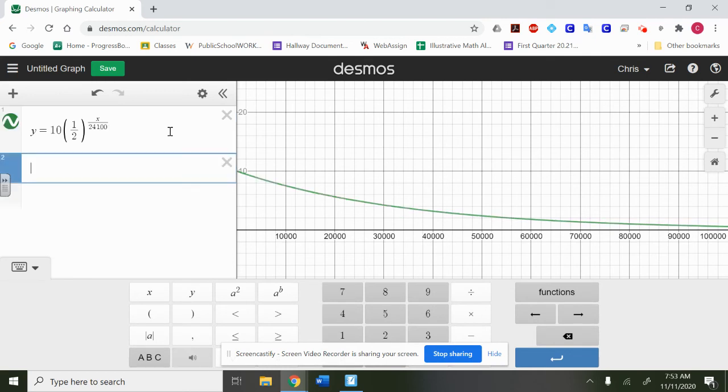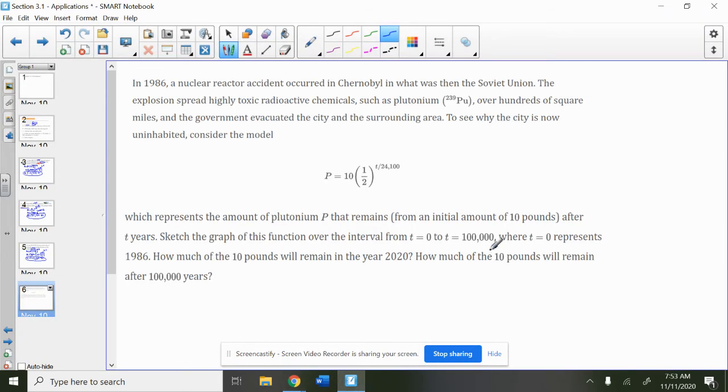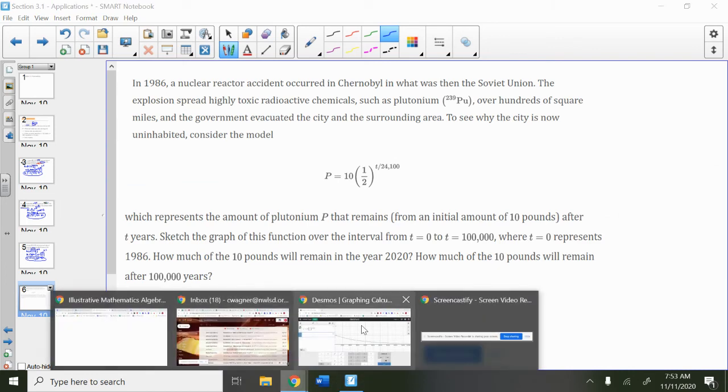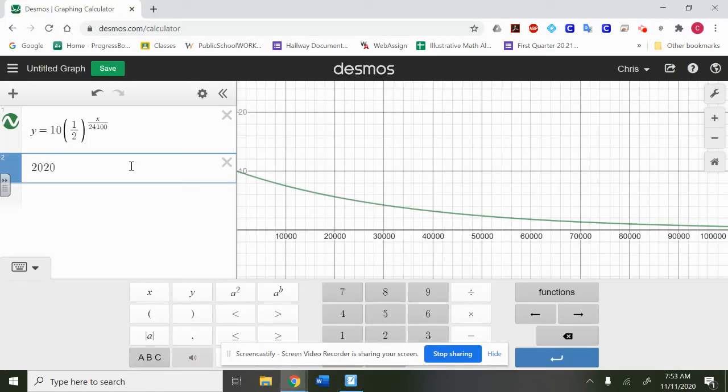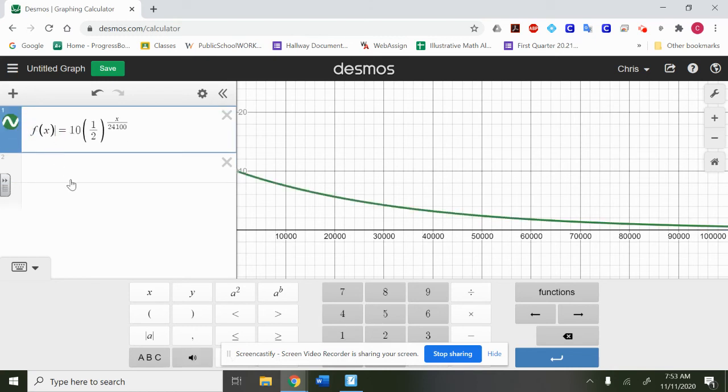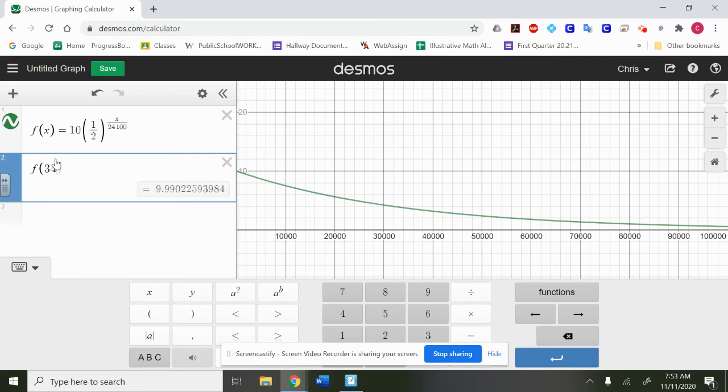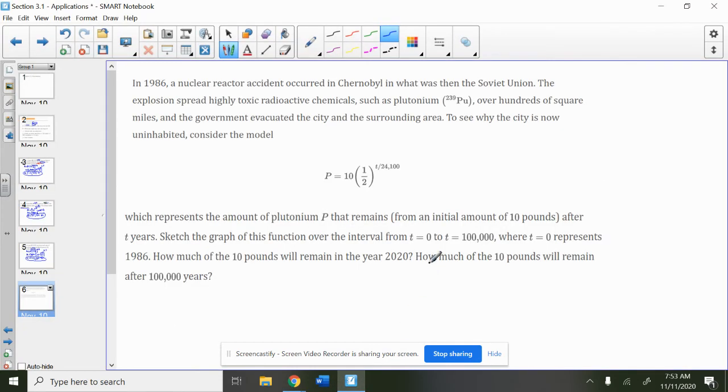So this one said, how much is there in 2020? How many years have gone by? You can do that in your head: 2020 minus 1986 is 34 years. So it'd be this equation with 34 years. I could change this to f of x. So now what's f of 34? After 34 years, in 2020, there's 9.99 pounds left. Think about that. It started with 10, and 34 years later, you almost have all of it left, which means it's not going away, which is exactly why they had to evacuate the city.